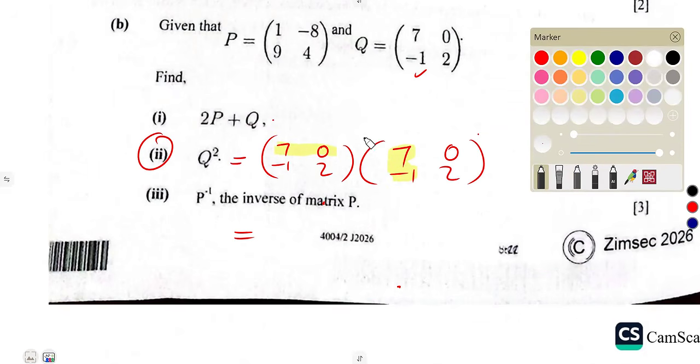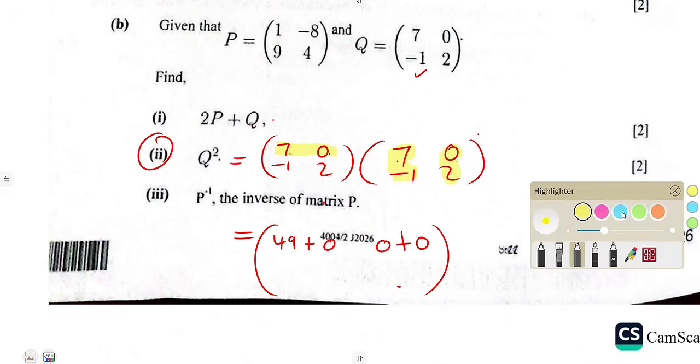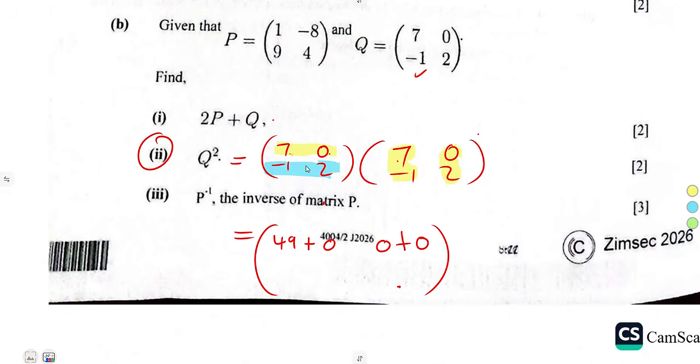If you multiply that, 7 times 7, that's 49, plus 0 times minus 1, that's a 0. Then we move on to the next column. This one is the column that you're going to consider from the same row. 7 times 0, that's a 0 there. 0 times 2, that's a 0. So we are done with the first row. You move on to the second row, this one. So the second row has minus 1 and 2.